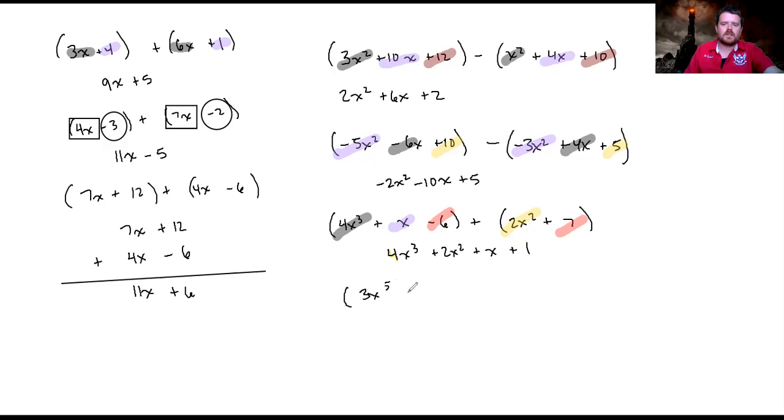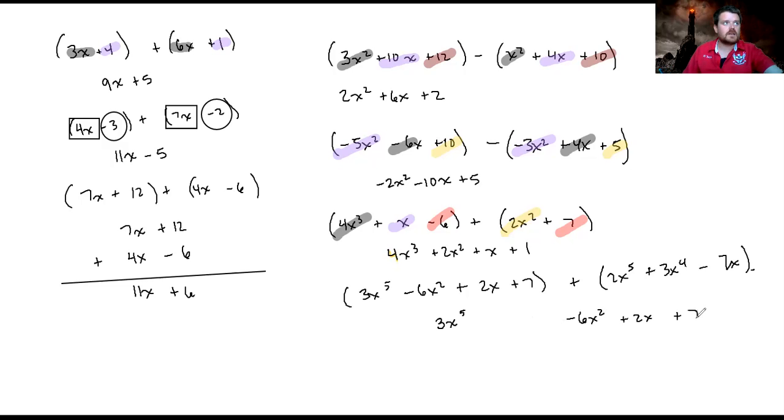So let's say I have 3x to the 5th power minus 6x squared plus 2x plus 7, and let's do plus 2x to the 5th power plus 3x to the 4th power minus 7x. Okay. So if I'm doing this, I'm going to try to line it up, and anytime that there is a gap in my polynomial degree, I'm going to leave a space. So I have 3x to the 5th power. There's no 4th term, so I'll leave a little gap here. There's no cubic term. And then I have minus 6x squared plus 2x plus 7.